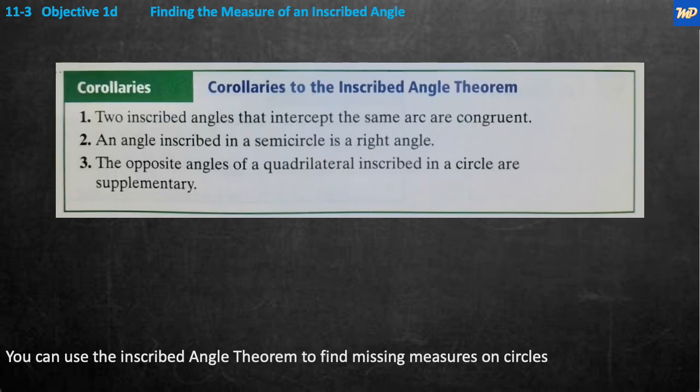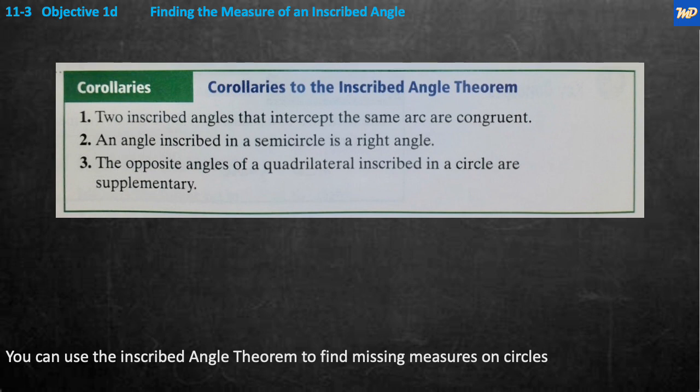So let's take a look. Objective 1D. It's our 4th slide in the objective of this section. Finding the measure of an inscribed angle. Let's look at some corollaries. Corollaries to the Inscribed Angle Theorem. Small additions, we'll say. 2 inscribed angles that intercept the same arc are congruent. Right? So we're going to see that, I think, in the next slide. 2 inscribed angles that intercept the same arc are congruent. An angle inscribed in a semicircle is a right angle.